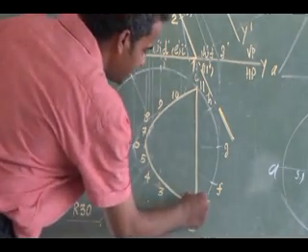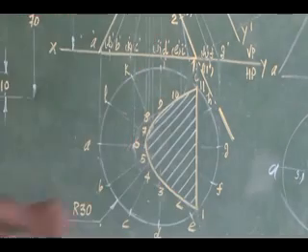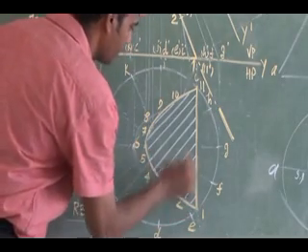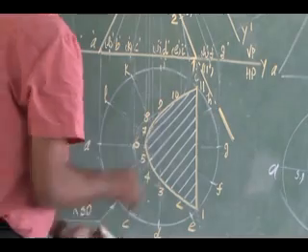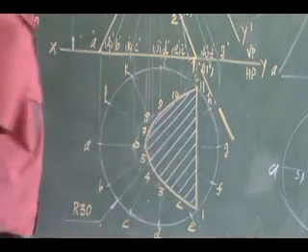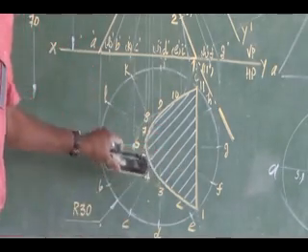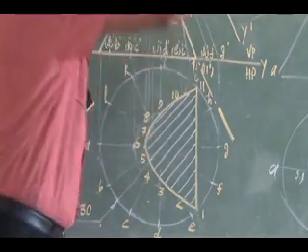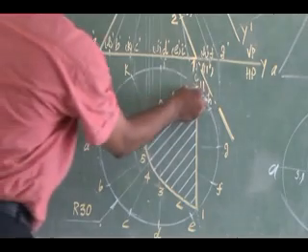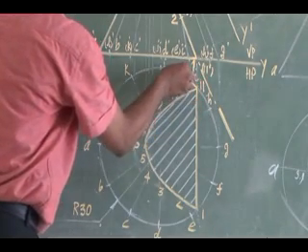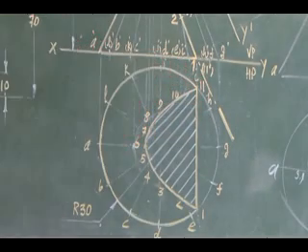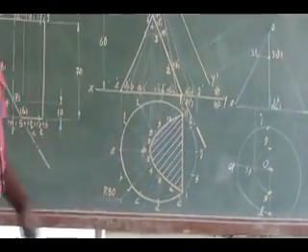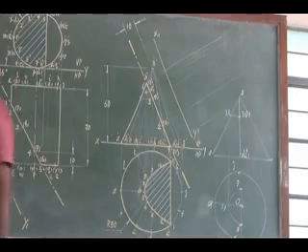Just to hatch that. So this is our apparent section, which is the retained sectional top view. The retained portion is this portion; the rest of the cone is removed. So the retained portion is the base circle. So this is my retained portion.